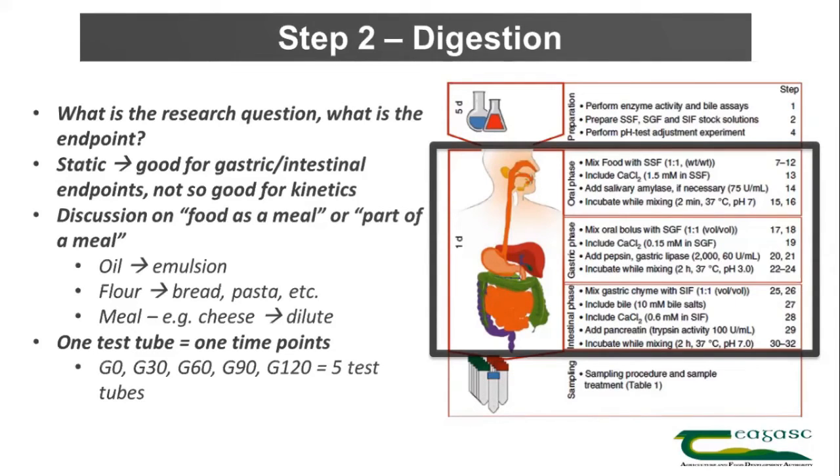Another point is the design of the study. So we recommend one test tube per time point. So for example, if you choose to have 5 time points during the gastric phase, time 0, 30, 60, 90, and 120 minutes, that means you have 5 test tubes. So one test tube per time point.